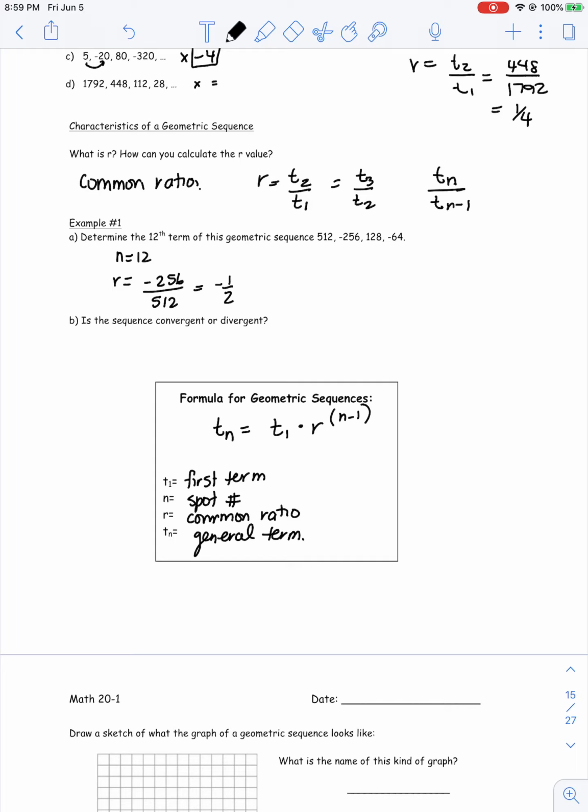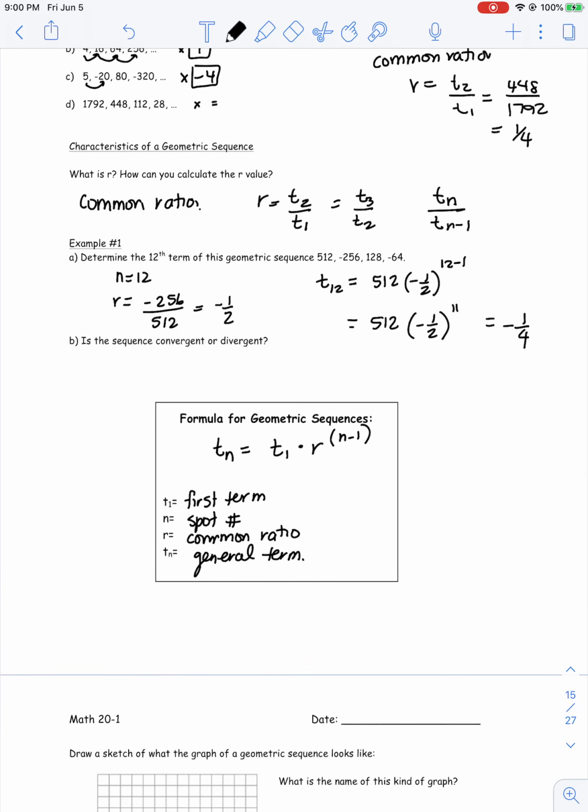So our T1 is 512, and we're going to find T12, the 12th term, using 512 as the first term and -1/2 as the common ratio, to the power of 12 minus 1. In our calculator, we put 512 in brackets, times -1 divided by 2, to the power of 11. We should find that the answer is -1/4 if we're doing this properly, or -0.25.